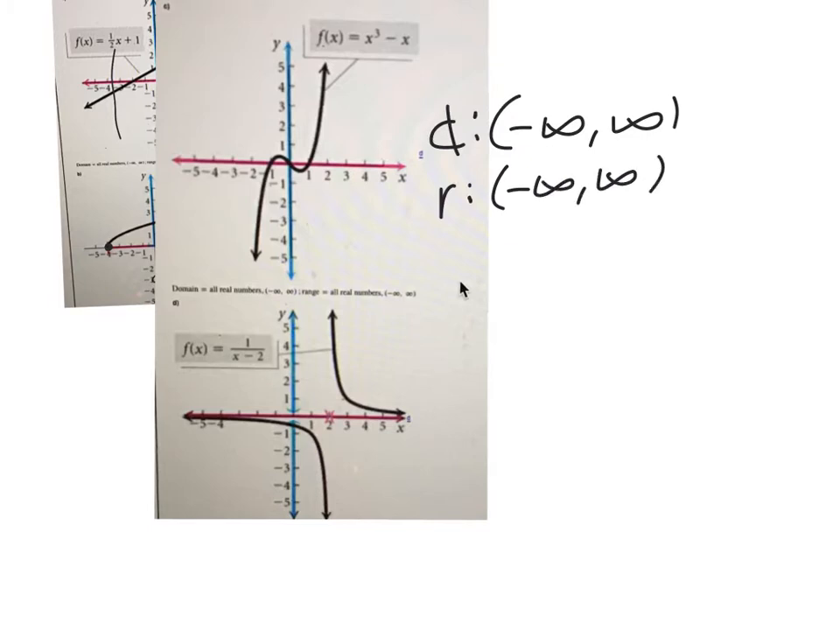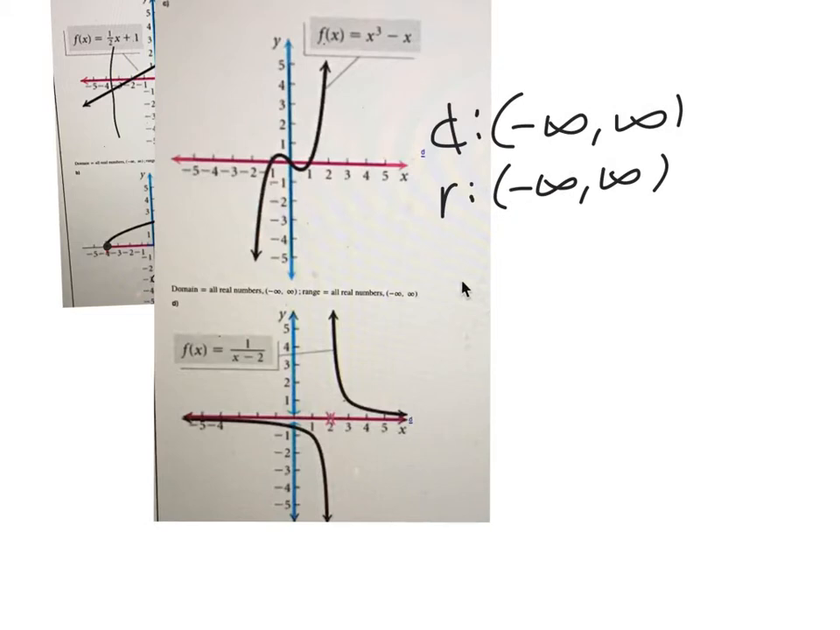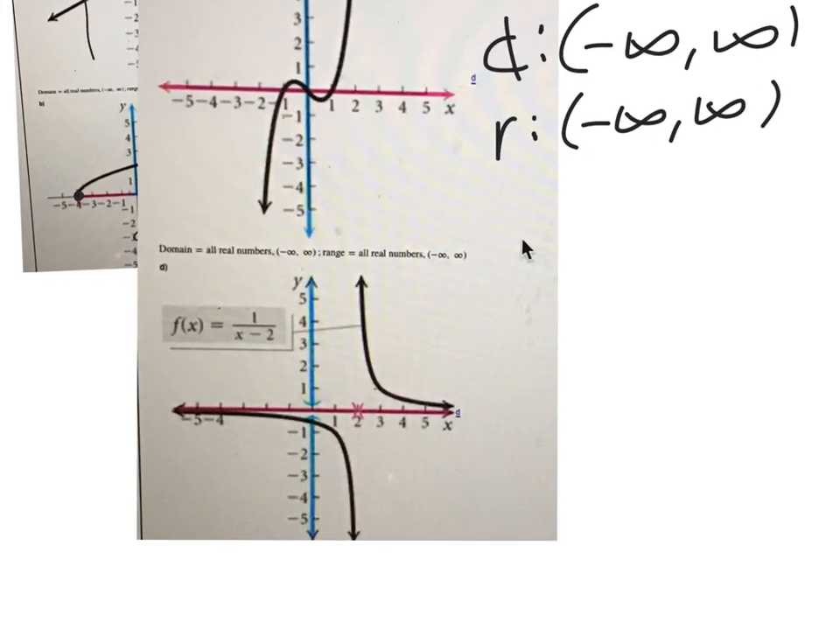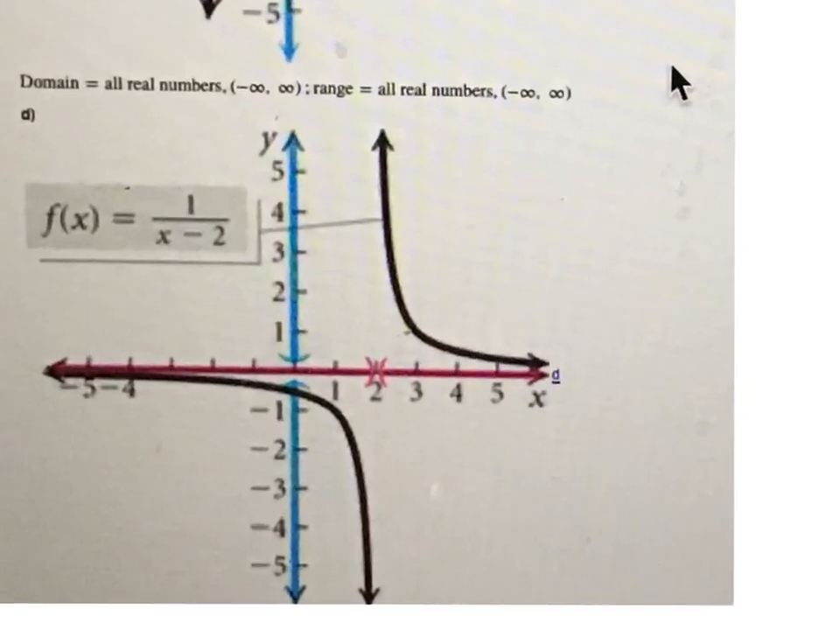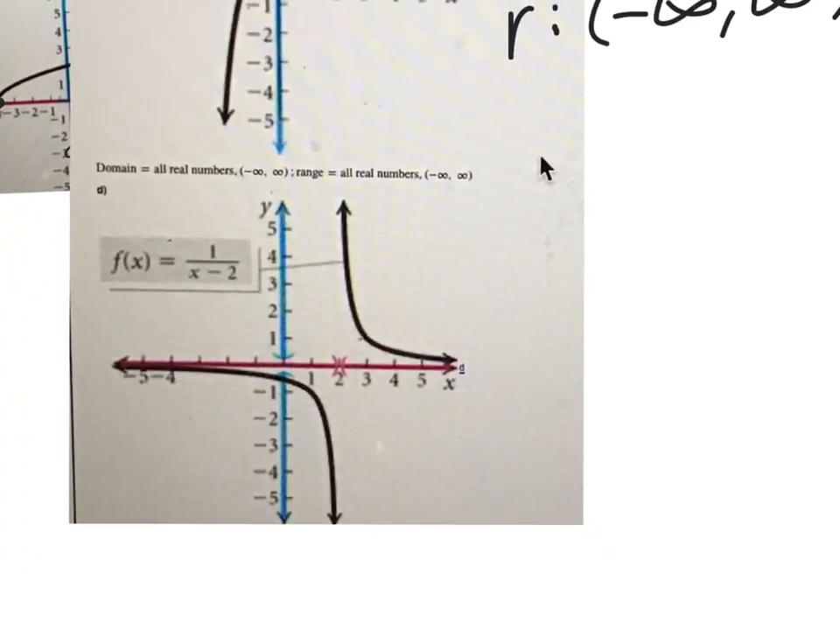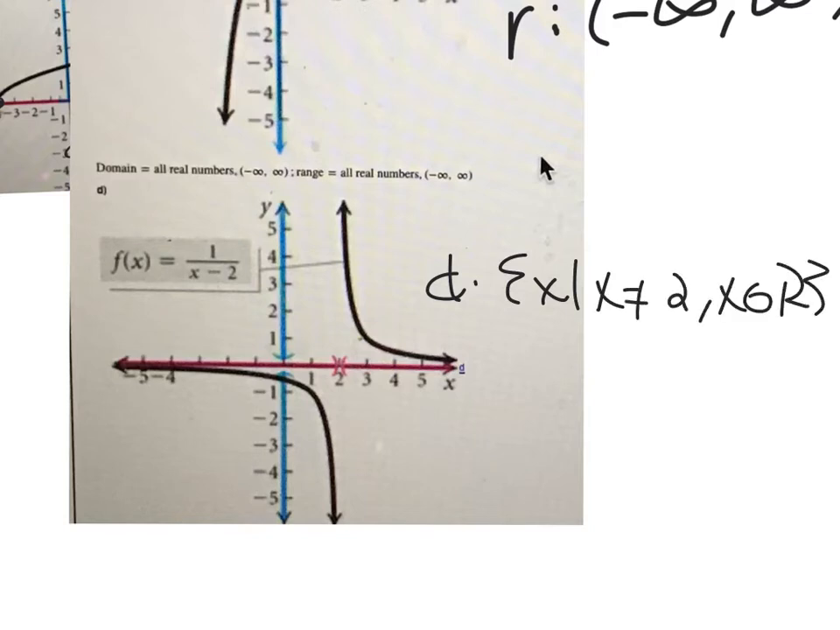And one more here. This one's going to be a little trickier. If you look at this last one, it's going left and right forever. However, it skips. I don't know if you can see that there's a little red thing on the graph right there. It's actually skipping the 2. So what I'm going to do is I'm going to say, okay, my domain is going to be all x's except for 2, and x is real. So all reals except for 2.